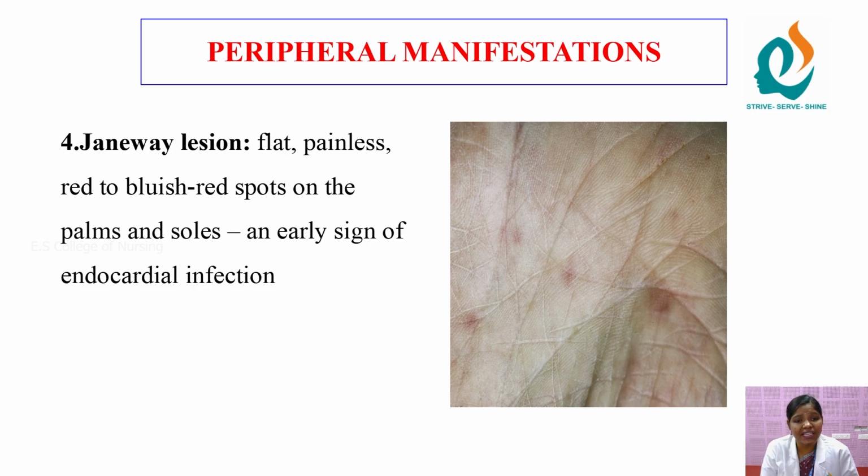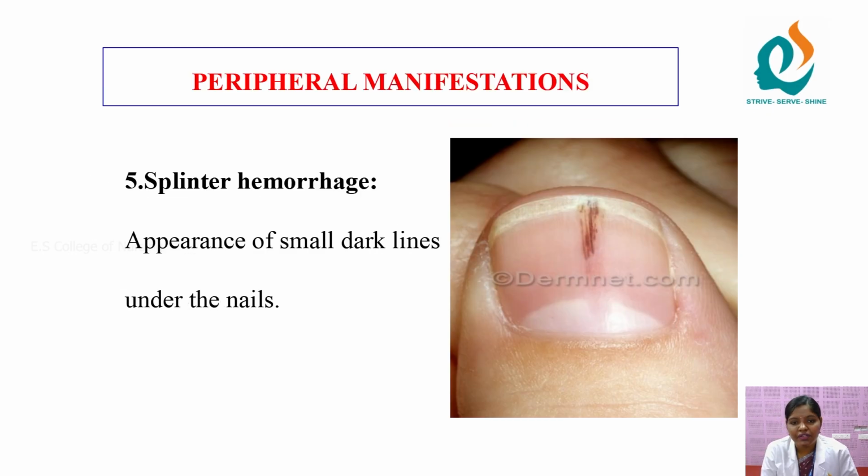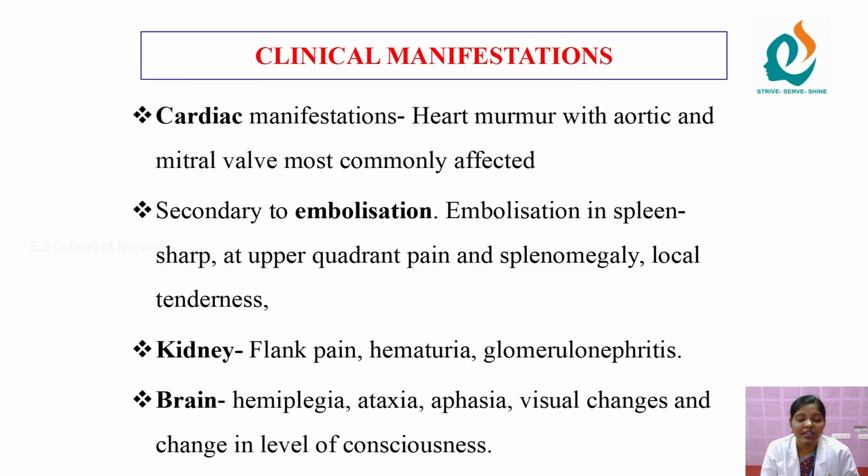Next, we move on to Janeway lesions. A Janeway lesion is flat and painless, a red or bluish-red spot on the palms and soles, and an early sign of endocardial infection. So this is also one of the peripheral manifestations. Splinter hemorrhage is the appearance of small dark lines under the nails. It is one of the peripheral manifestations. According to the clinical manifestations, the first one is cardiac manifestations.